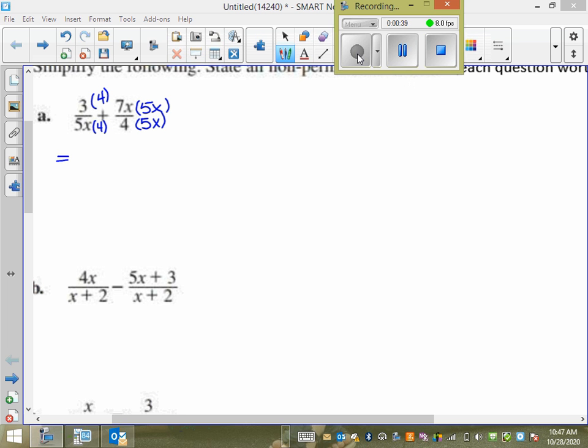And make sure we have equal signs. If you don't have equal signs, put them in. So we're going to go 12 over 20x, plus 7x times 5x, which is 35x squared, over 20x.